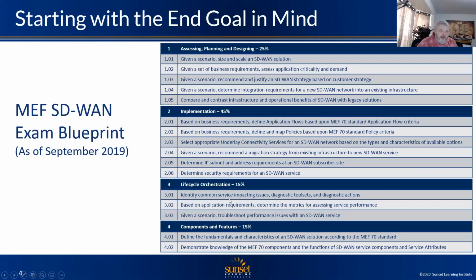Lifecycle orchestration. We're going to talk about how to monitor the SD-WAN, how to detect issues that are going to be coming up, how we're going to diagnose that issue, and how we're going to resolve it. All right. We're going to talk about the fact that there are different types of metrics for measuring an SD-WAN than there might be for an IP WAN. So now, instead of looking at just links being up or down, we're going to look at the application performance. And so we're going to have different metrics for that.